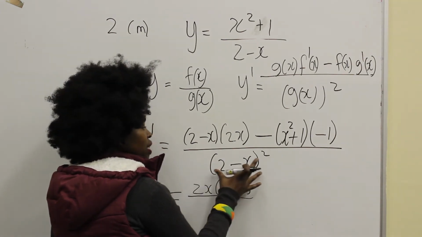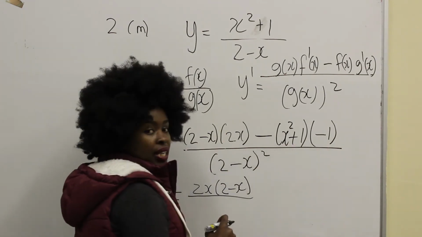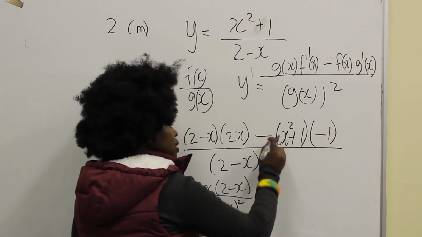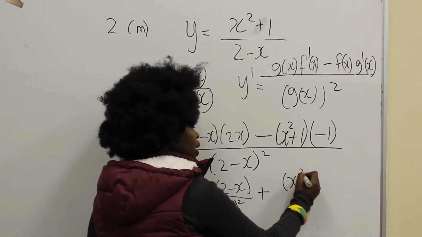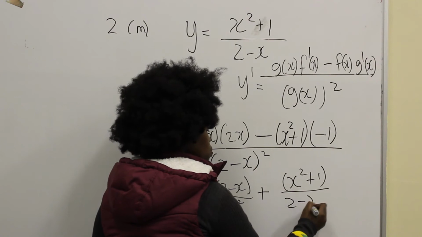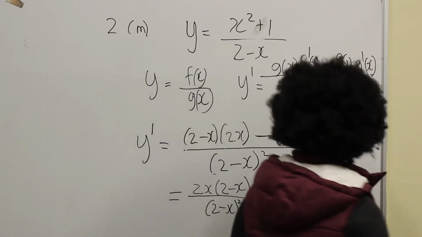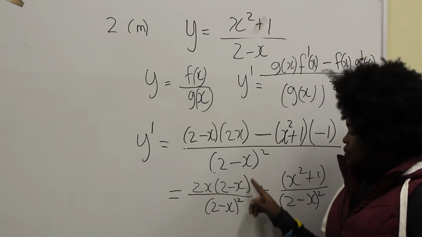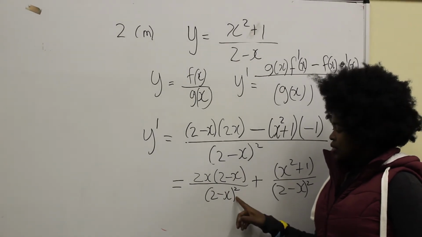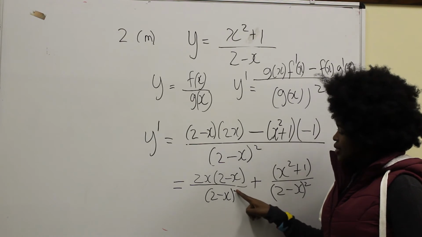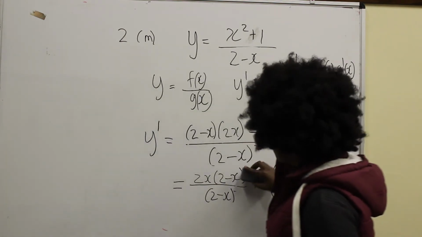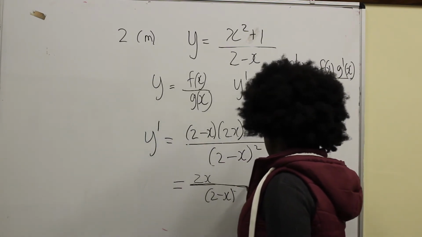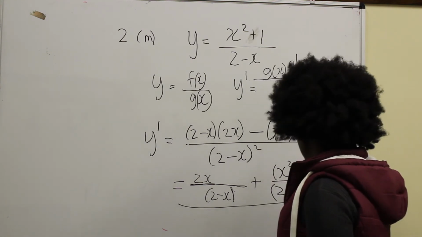Then I split these terms, giving this one its denominator and that one its denominator. So I will have (2 minus x) squared. Minus times a minus is a plus, so my numerator will be x squared plus 1 divided by (2 minus x) squared. The terms are similar, so I can bring this one down and cancel the 2 minus x, since with the power of 2 I cancel one of them. So my answer is 2x over 2 minus x. That's the final answer.